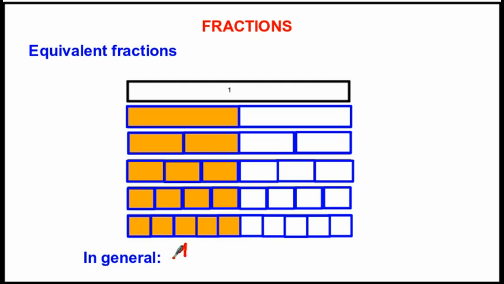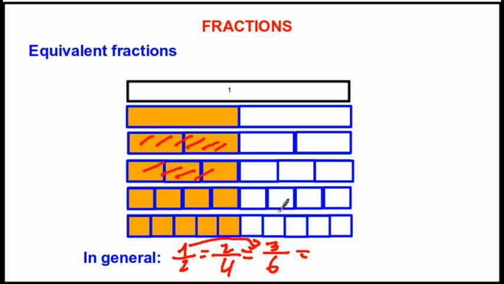So in general, if you have a fraction 1 second and you multiply numerator and denominator by the same number, you obtain the same fraction, called an equivalent fraction. If you multiply by 2, you obtain 2/4. If you multiply by 3, you obtain 3/6. If you multiply by 4, you obtain this, and if you multiply by 5, you obtain this. So if you multiply numerator and denominator in a fraction, you have equivalent fractions.